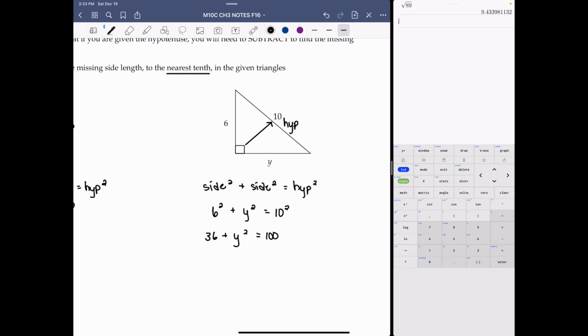is 100. Now we need to subtract because we need to isolate the y value, so subtract 36 from both sides. We get 0 there. Y squared equals 100 minus 36 is 64. And then we don't want y squared, we just want y. So square root both sides to get y equals the square root of 64 is 8. So y equals 8.